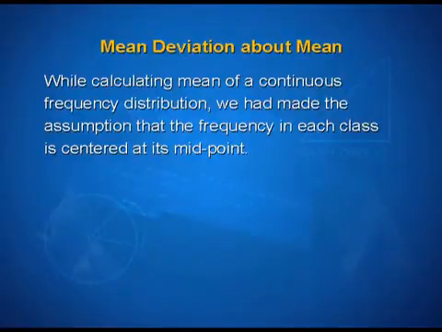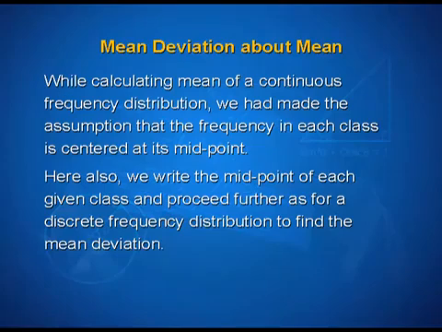Now let us learn how to calculate the mean deviation about mean. While calculating mean of a continuous frequency distribution, we had made the assumption that the frequency in each class is centered at its midpoint. Here also we write the midpoint of each given class and proceed further as for a discrete frequency distribution to find the mean deviation.